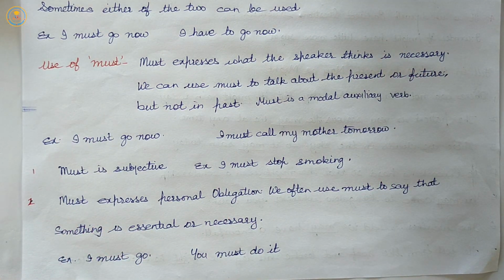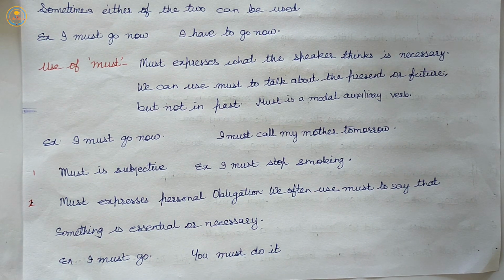We can use must to talk about the present or future, but not in the past. Must is a modal auxiliary verb. Example: I must go now. I must call my mother tomorrow. Must is subjective. Example: I must stop smoking.